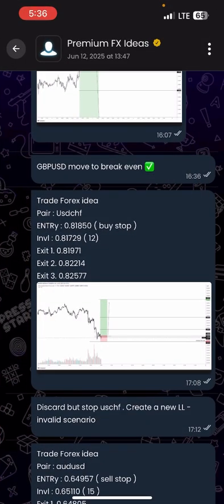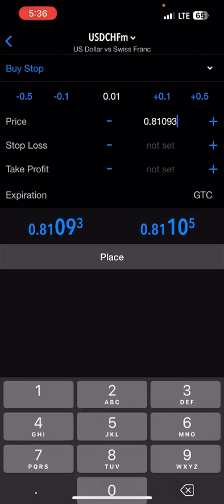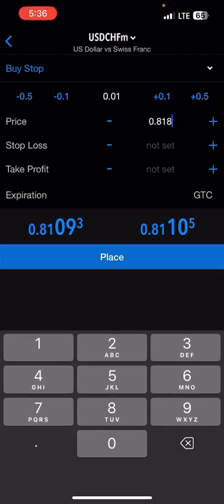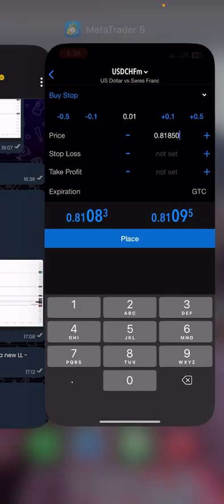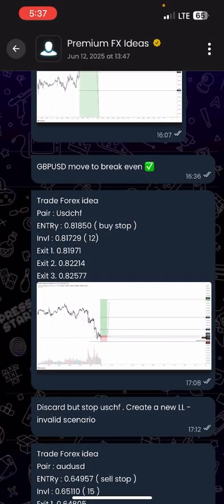So now the entry price that we were given is 0.81850. Okay, so I come to price, 0.81850. So this price is basically the entry price that was given to you. If you were given an entry price on your GIFO Connect app, you literally come and input it in this space for price. All right, and let's go back to the app. Remember, our invalidation is our stop loss and our exit is our take profit.